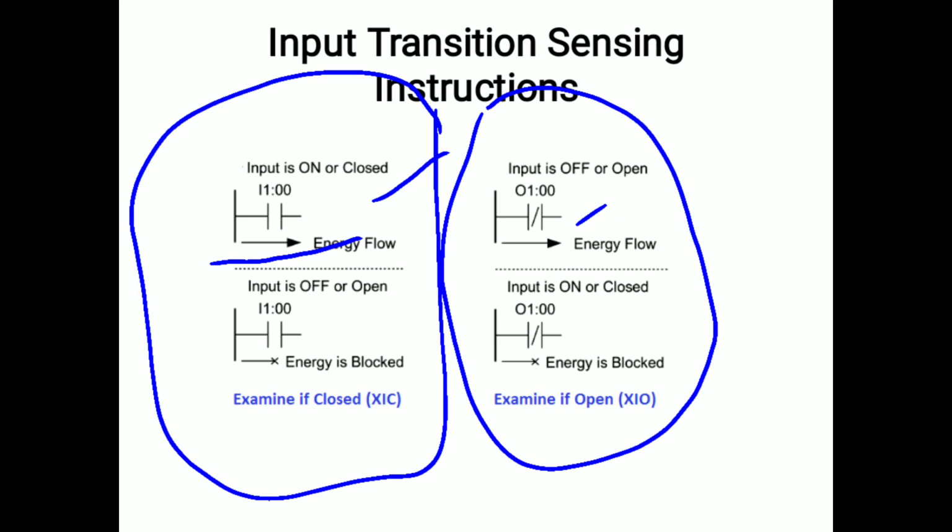Now it is represented by this symbol. This is the symbol of a normally closed switch. If the input is off or open, then energy will flow, right? If the input is on or closed, then energy will be blocked. So we can say this is doing the opposite function of this, right? The difference is in the symbol that we are using. If there is a cross sign, then it is the Examine If Open command, and if it is like this, then it is the Examine If Closed command. So you have to see this very carefully.